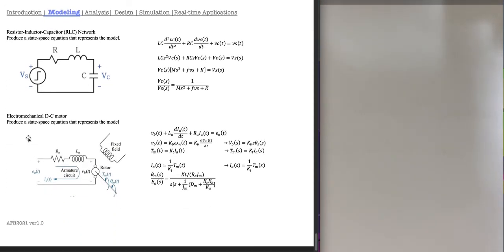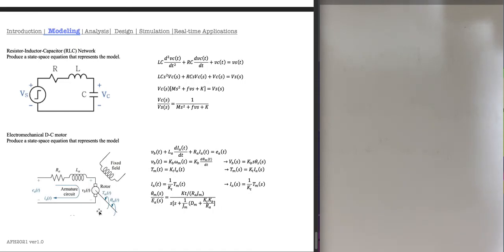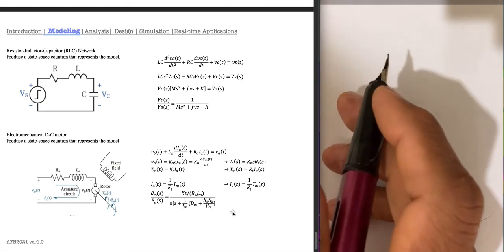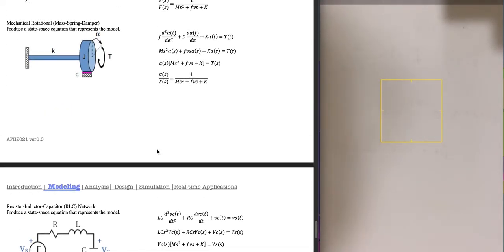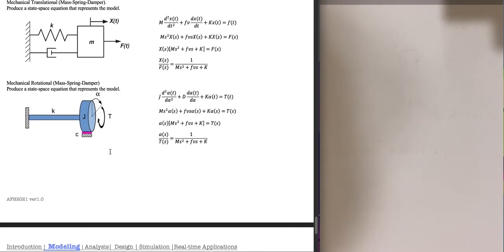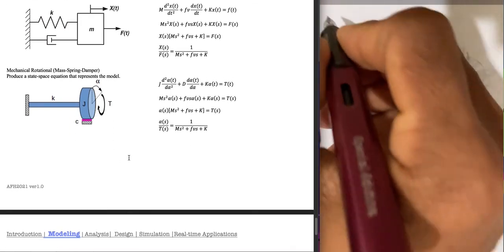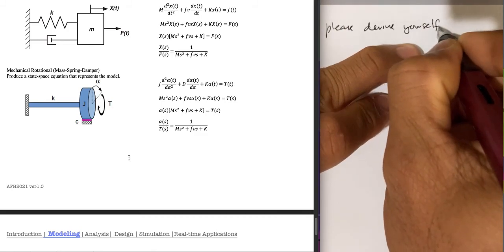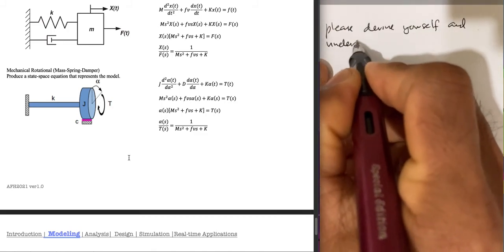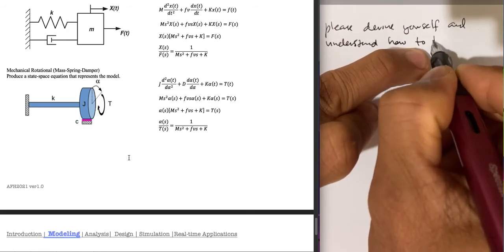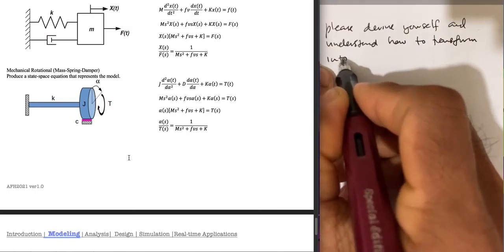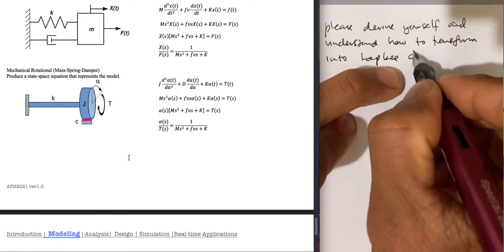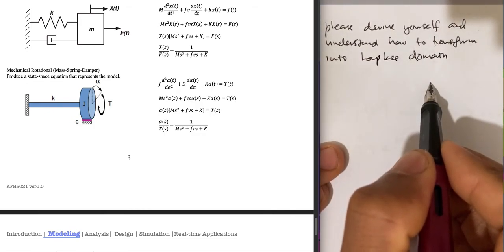And the last part is the electromechanical DC motor, which consists of electronics and a mechanical rotational system. So any system we can model, and once we model it, we can control it. I hope you can try these four at home. Please derive them yourself and understand how to transform into the Laplace domain. You need to try this.